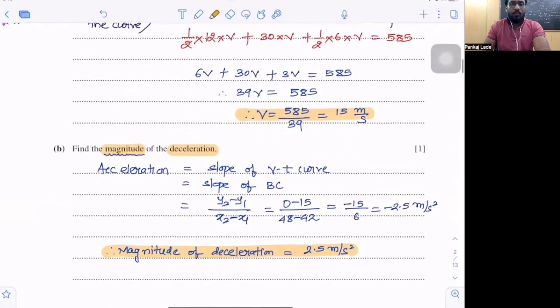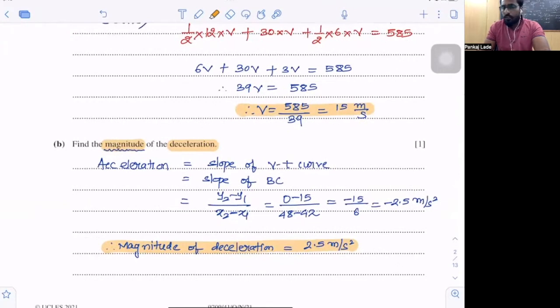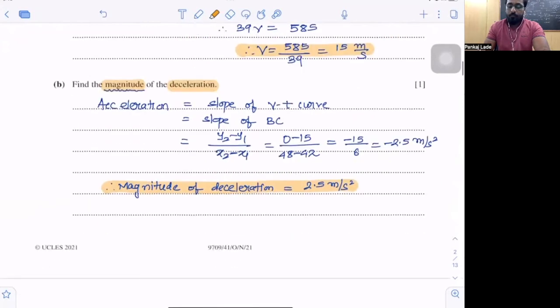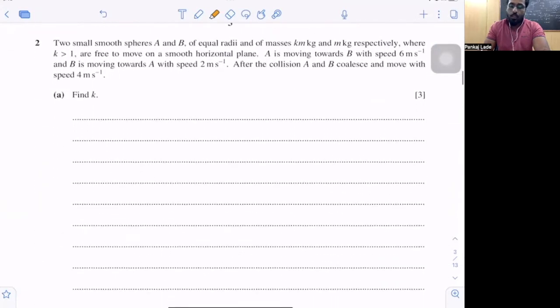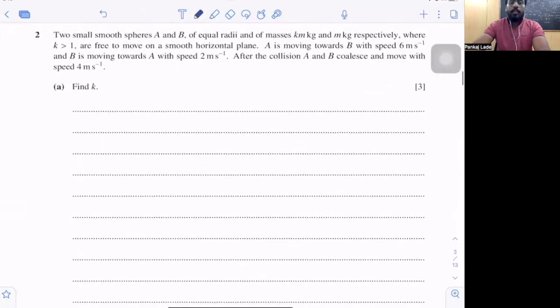So can you understand, you did not write all the things that I've written on the screen for 1 mark. You just want to know how to find the deceleration, just find the slope. That's all that you need to do. Okay, so that was all about the first question. Now we are going to proceed ahead with the second question, students.